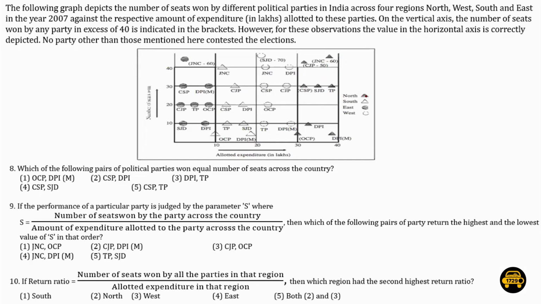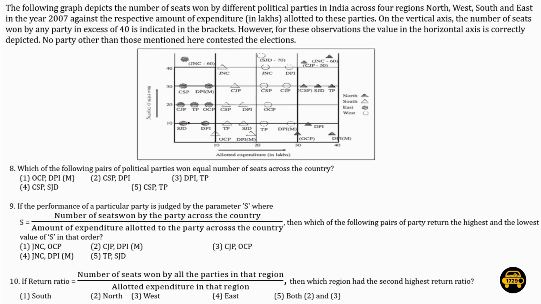And we have the nomenclature of different regions as well. The shaded circle is east, the blank triangle is south, the blank circle is west, and the shaded triangle is north. It's also written the number of seats, if they are in excess of 40, then the exact number is given in the bracket. We can have an example over here. In case of JNC, the number of seats is more than 40, so it's mentioned 60. For the rest, where the number of seats is lesser than 40, we can just calculate it through the axis. Let's have a look at the graph first.